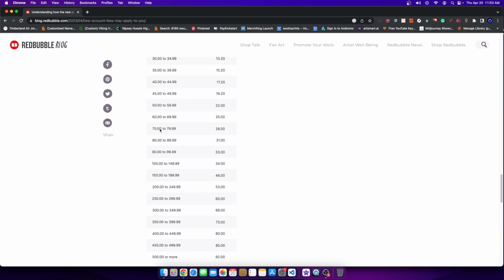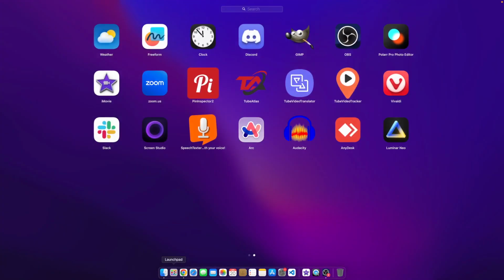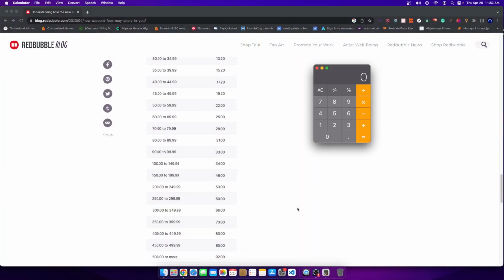If you go over here and let's just say you make $75, like the example that they had, anywhere from 70 to 79, your fee is going to be $28. Just for reference, I want to go ahead and calculate that. Let's say you make 75, that would be 28 divided by 75. I want to figure out what the percentage is. That's a 37.3% fee.